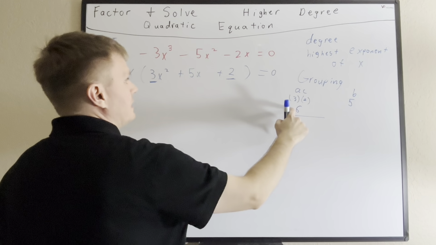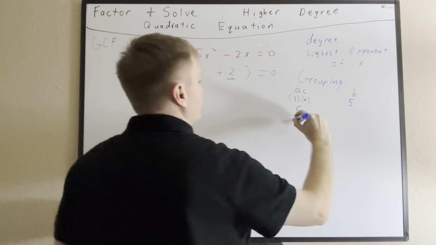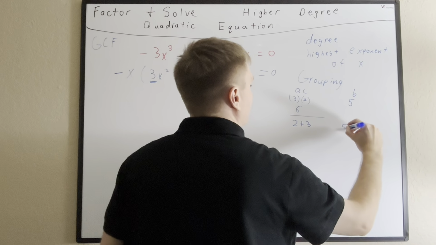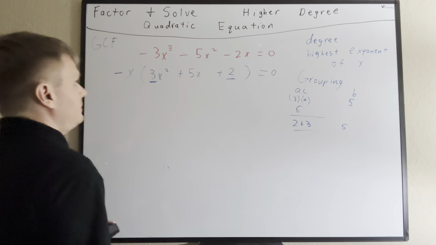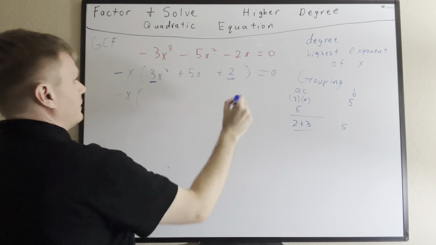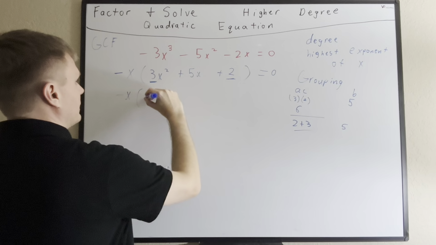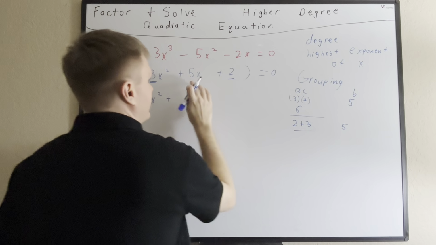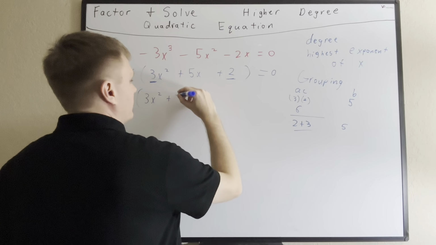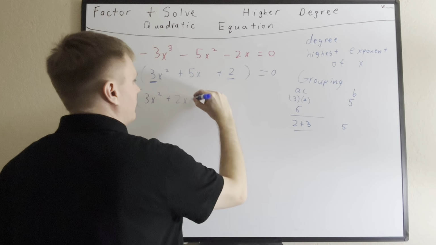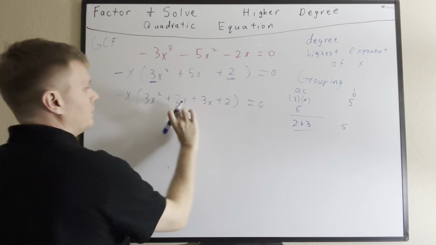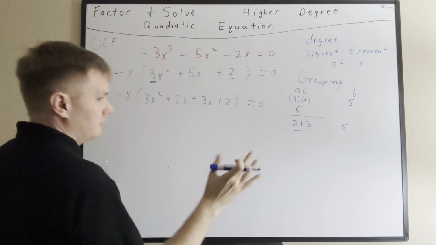And we need factors of AC that add up to 5. So 2 times 3 is 6. 2 plus 3 is 5. So we're going to use 2 and 3. And what do we do in grouping? We don't just go straight to x plus whatever times x plus whatever. We've got to first separate that bx term into the factors that we just found, right? It doesn't matter which order you put them in. You could put 3x plus 2x plus 2, and you get the same answer.